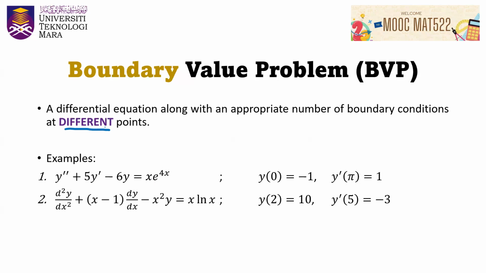Now, you should easily recognize in these two examples that the conditions given for these two ordinary differential equations are at different points. y(0) equals -1, y prime(pi) equals 1. In the second example, y(2) equals 10, y prime(5) equals -3. So it should be easily distinguishable between IVP and BVP.